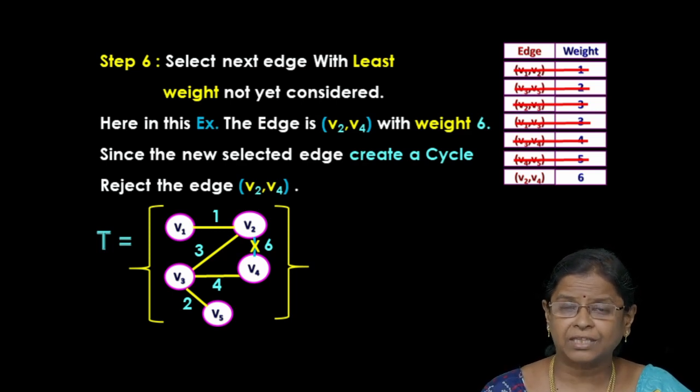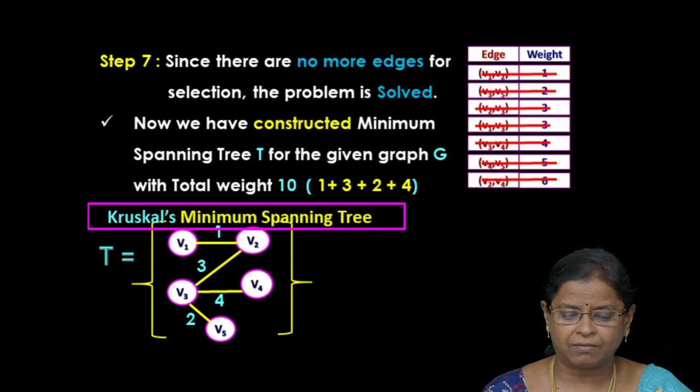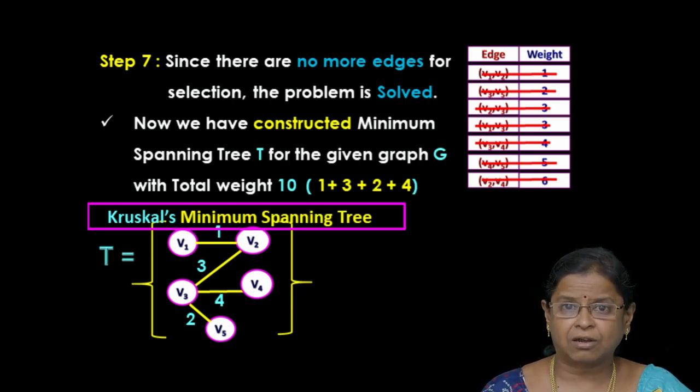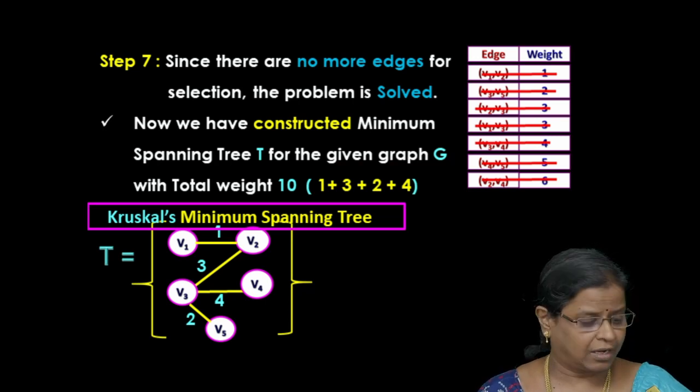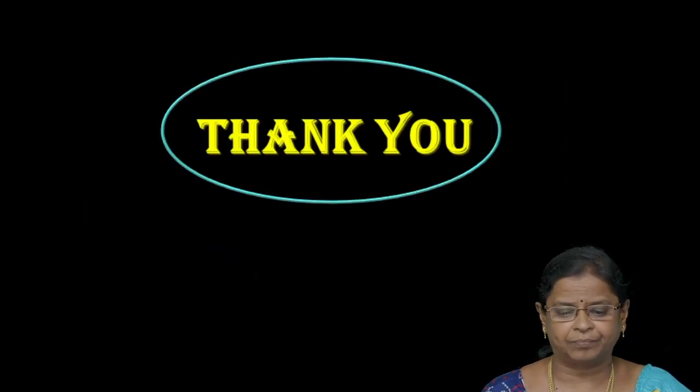And also the constructed spanning tree consists of the n-1 edges, that is 5 minus 1, which is equal to 4 edges. Now the problem is solved. So T consists of 4 edges with total weight of 10. Now we have constructed the minimum spanning tree by applying the Kruskal's procedure which implements greedy technique. Thank you.